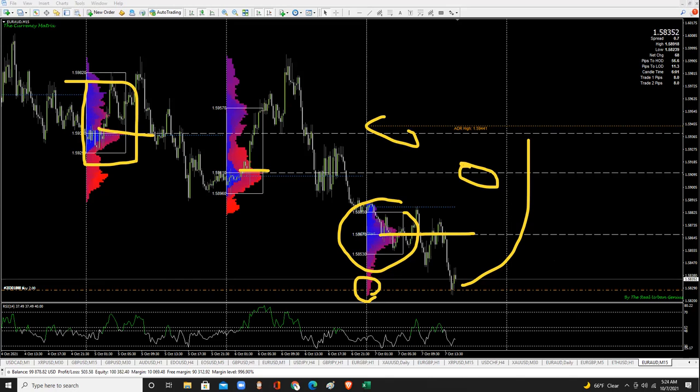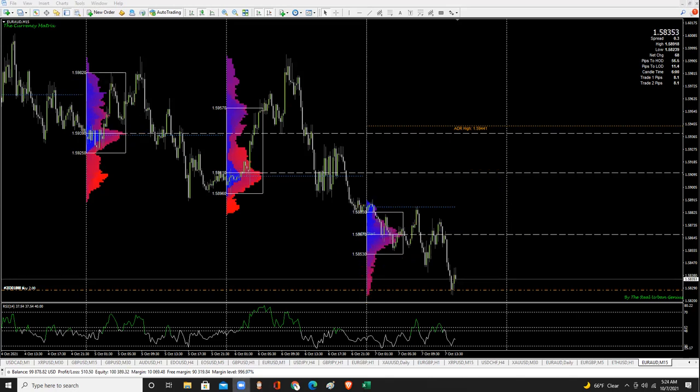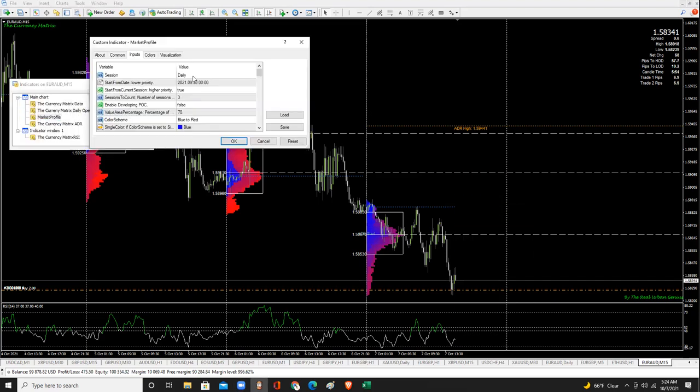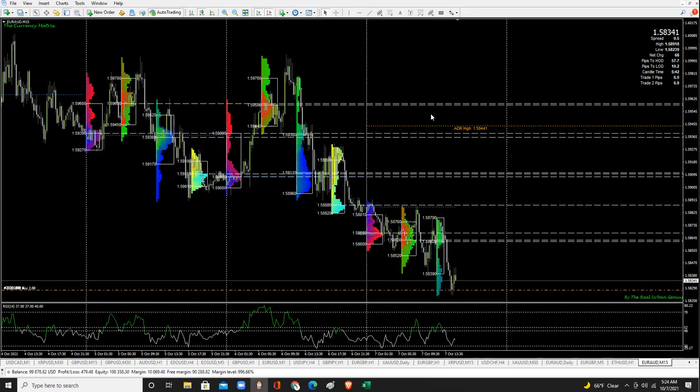Now, aside from looking at the daily volume, we can also take a look at the intraday volume, which is going to point out the volume for the individual sessions. So I've changed it here to intraday. And here's the intraday volume for the sessions.